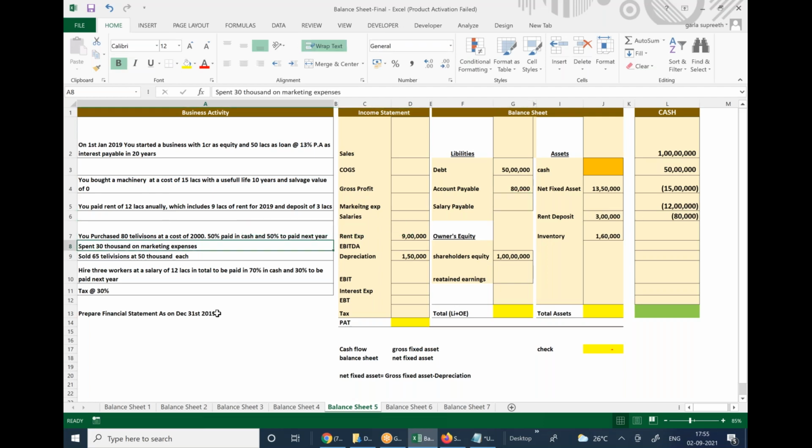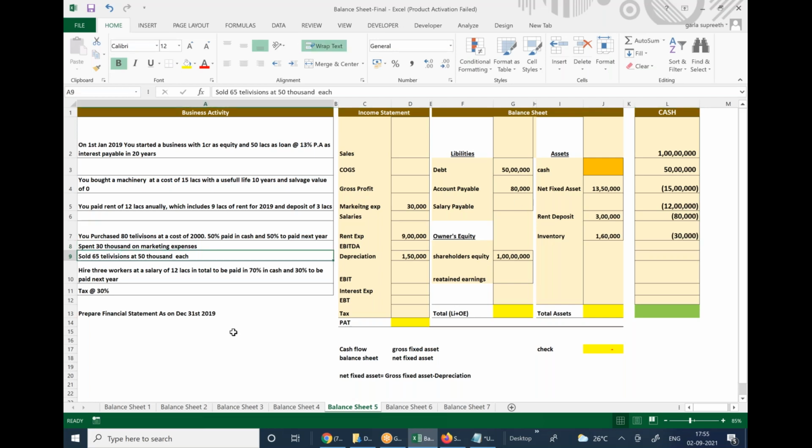You spent 30,000 rupees on marketing expenditure, which is an expense. So it will be here 30,000. And money went out of your pocket, minus 30, or your bank. I will come to that. Once I come to that line item, I'll change it.